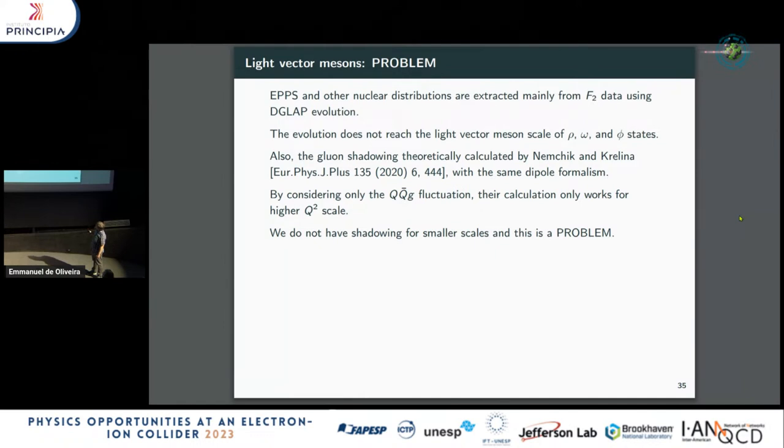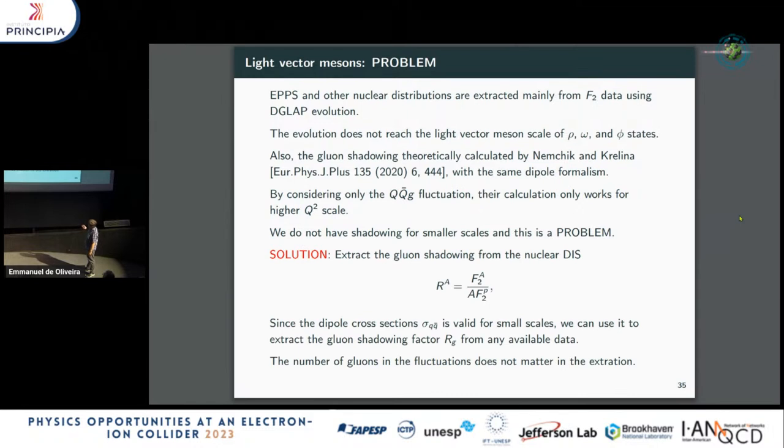Because they consider just this fluctuation. But we still want to go to these smaller scales to calculate light vector mesons. So we have to find a solution to this problem. And our solution is, well, wait a second. There is data for small scales. EPPS and Nemchik and Krelina don't use this data, but there is such data for small scales, okay? Well, at least we hope there was some smaller scale data.